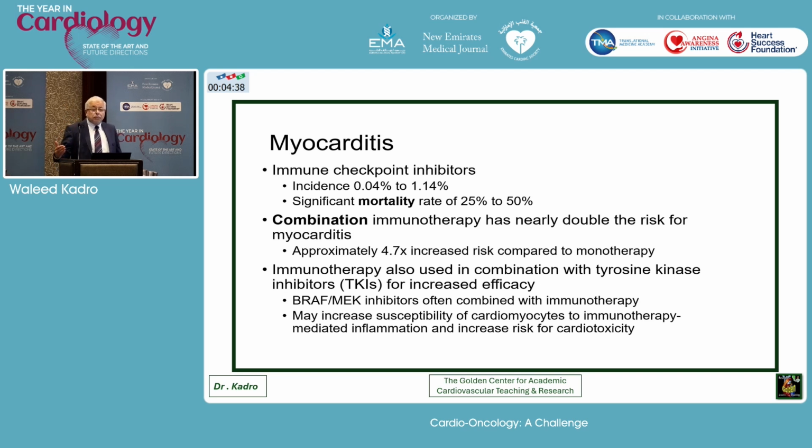Myocarditis is an increasing problem, especially with the immune checkpoint inhibitors. These immune checkpoint inhibitors are very active drugs in the treatment of cancer, especially melanoma and renal cancer. But if we give a combination of two immune checkpoint inhibitors, or we give a combination with a tyrosine kinase inhibitor, that will increase the incidence of myocarditis, and the fatality rate is high.